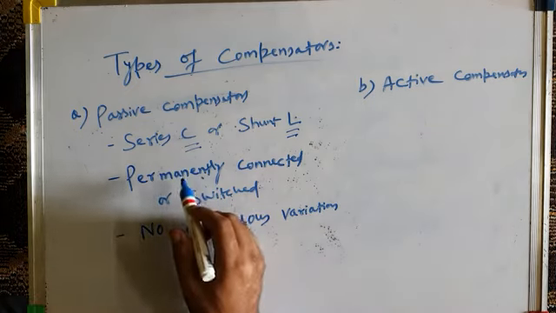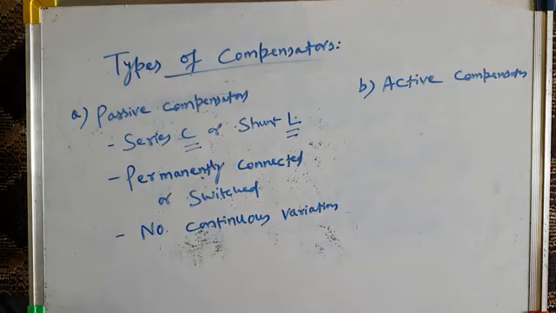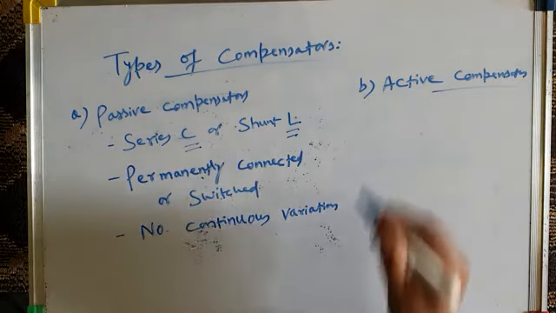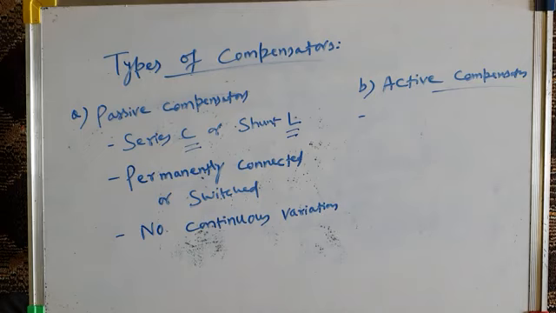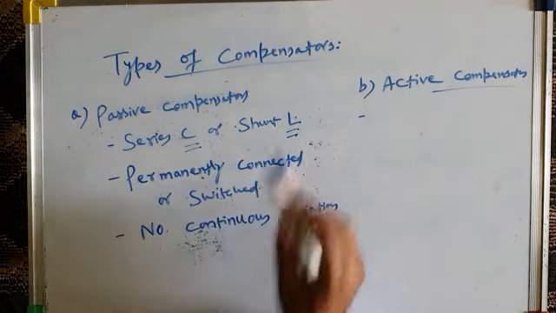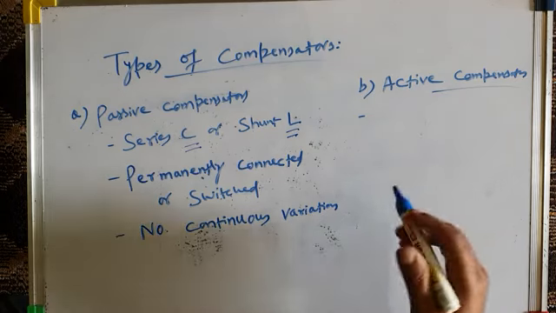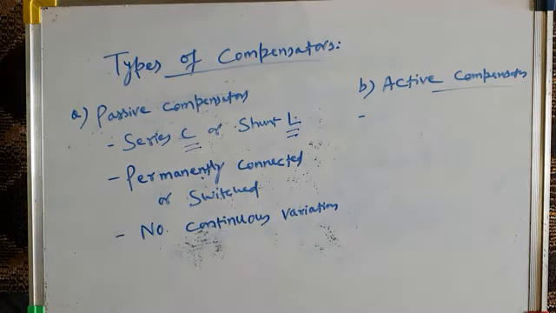Passive compensators were used earlier in older grid stations or transmission networks. But in modern power transmission networks, we don't use passive compensators, we use active compensators. Active compensators actually comprise thyristor controlled compensators or converter based compensators. There also we use C's and L's, but those C and L are made variable with the help of converters or thyristors.